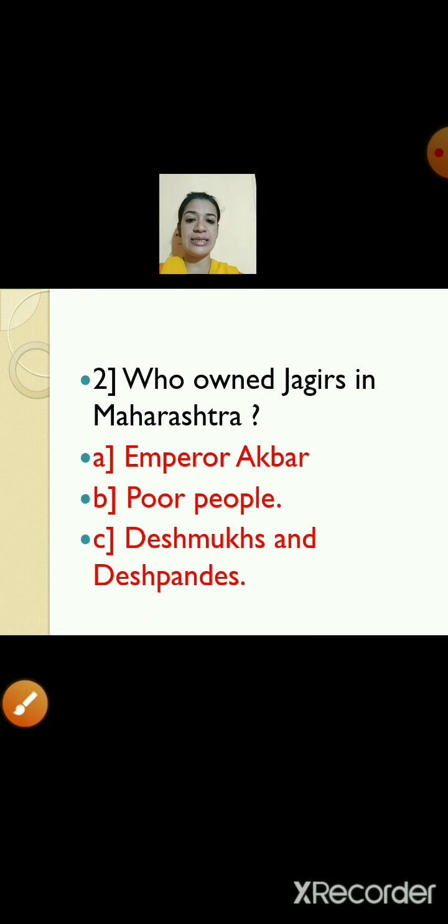And the next is question number 2. Who owned Jagirs in Maharashtra? I'll read it again. Who owned Jagirs in Maharashtra? And the options are Emperor Akbar, poor people, Deshmukhs and Deshpandes.